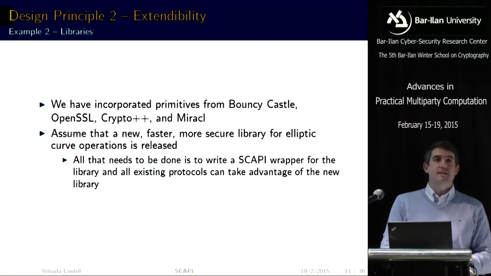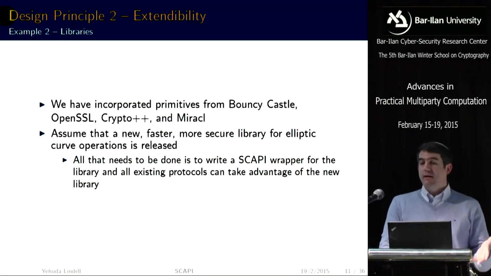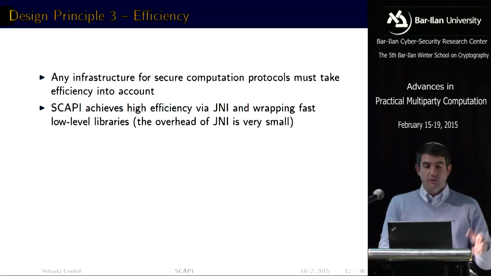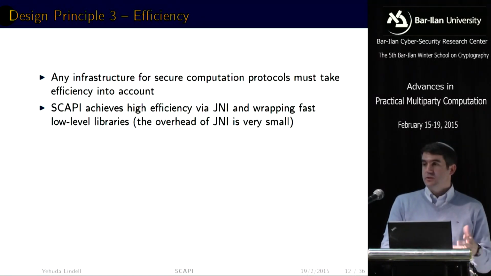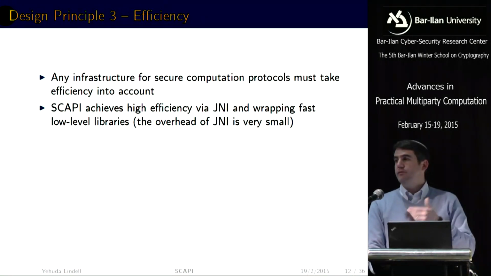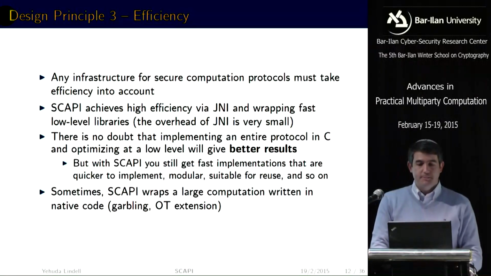In terms of libraries, as I said, we currently support OpenSSL, Crypto++, Miracle, and Bouncy Castle. And we can support anything later on as long as you can wrap it. We get the efficiency via JNI, so wrapping essentially means writing JNI for that lower level library.